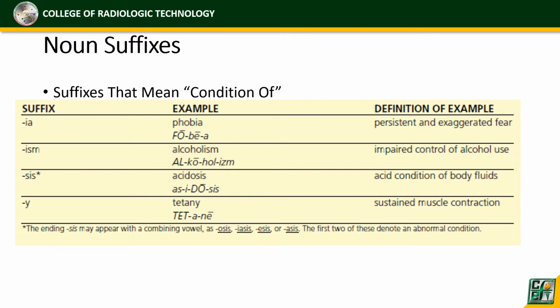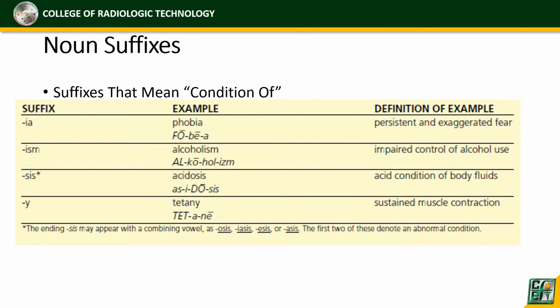The example is alcoholism, which means impaired control of alcohol use or alcohol addiction. Okay, condition of alcohol addiction, or impaired condition of alcohol use. Okay, so next is the suffix sis.